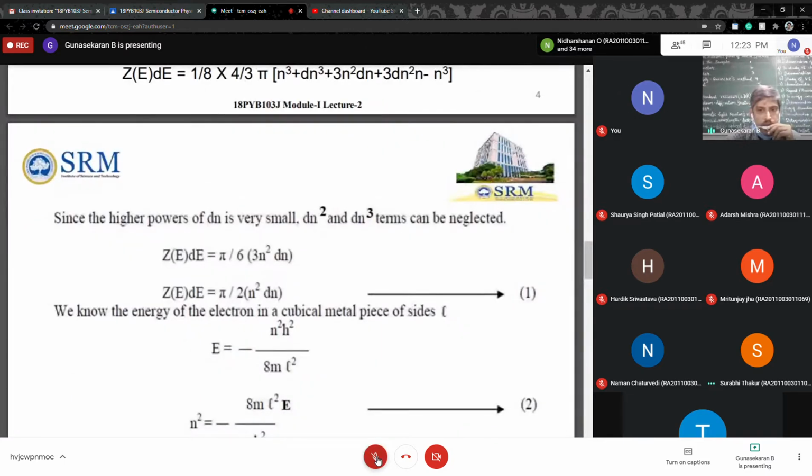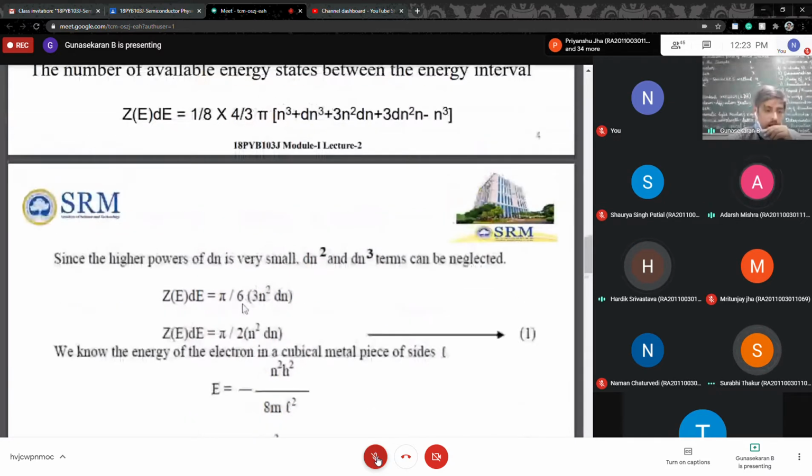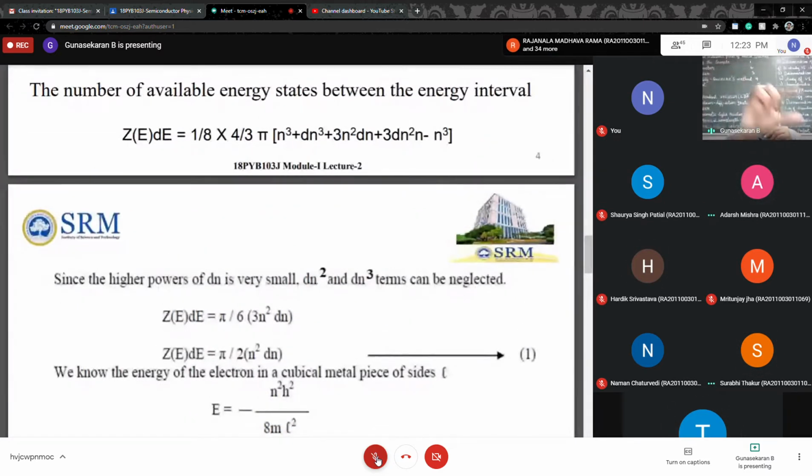Once again I simplify it. I take 3 outside; pi by 6 is already there. Again, 3 and 6 cancel, so we get pi by 2, n square dn. What is n here? The radius of the sphere. So that is n square, and dn is also a small value.